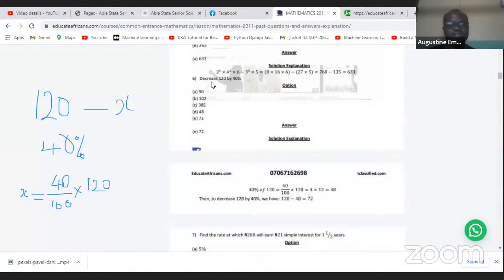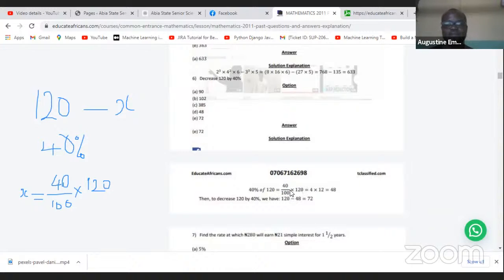Sir, you said the question is 40% of 120. 40% of 120 is simply 40 over 100. And you're asked to decrease this 120 by that 48, so it becomes 120 minus 48, and that is 72. So 40% of 120 is simply 40 over 100 times 120. 40% of simply means times. 40% simply means 40 over 100.